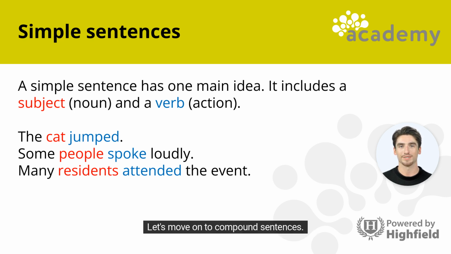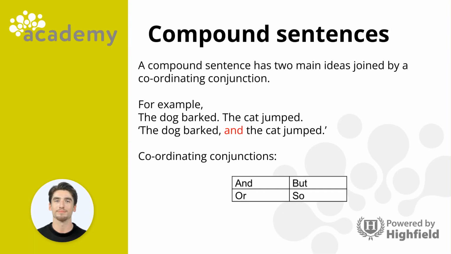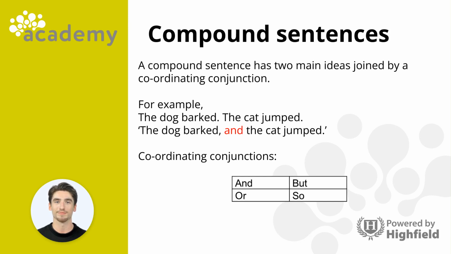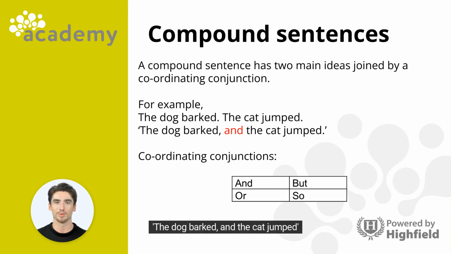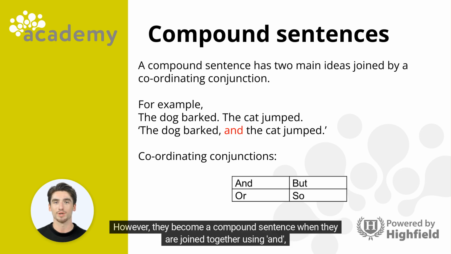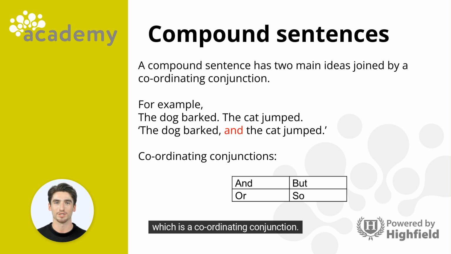Let's move on to compound sentences. A compound sentence has two main ideas, or independent clauses, joined by a coordinating conjunction. For example, in the sentence, the dog barked and the cat jumped, there are two parts, or clauses. The first clause is the dog barked, and the second clause is the cat jumped. Both clauses make sense on their own. However, they become a compound sentence when they are joined together using and, which is a coordinating conjunction.